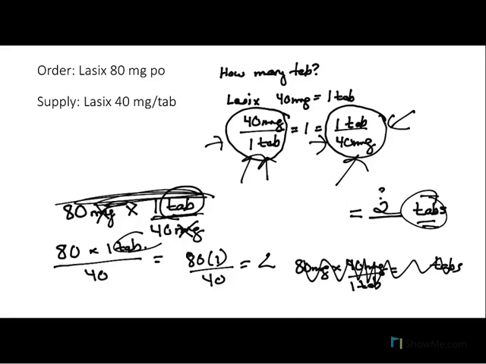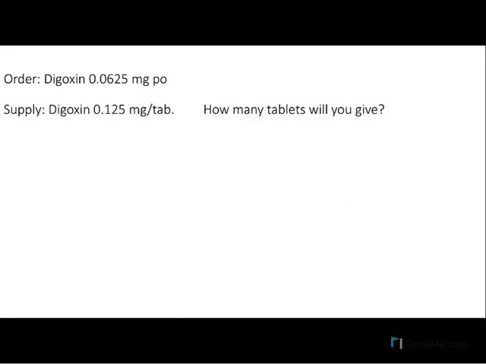So let's do one more example. A little bit more difficult because you might not be able to do that one in your head. Okay, so we have an order of digoxin, 0.0625 milligrams PO, and digoxin comes in 0.125 milligrams per tablet, and the question is, how many tablets do you need to give?